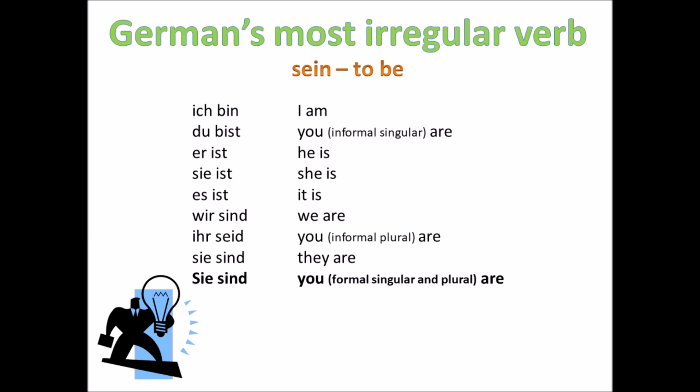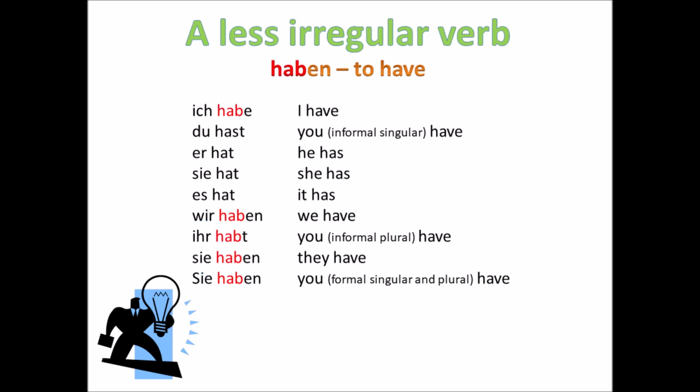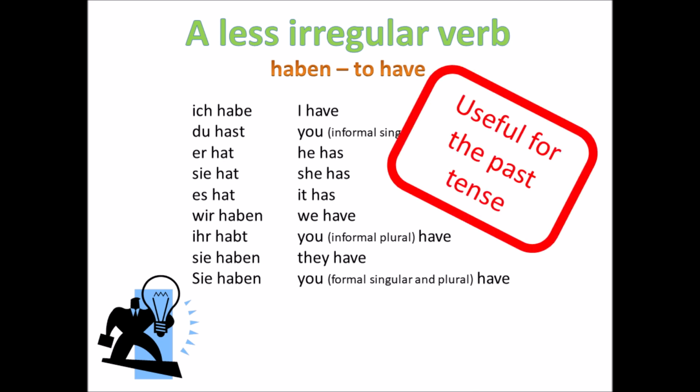You'll notice that although it's not regular, we, they and you formal still all take the same form of the verb as each other in German, albeit not the same form as the infinitive like you find in other verbs. Haben's a lot more regular. It's ich habe, du hast, sie or es hat, wir haben, ihr habt, sie haben, and sie haben. Haben's a particularly good verb to learn because you need it for the past tense. I know I haven't given you werden yet, but I will be coming to that next time.